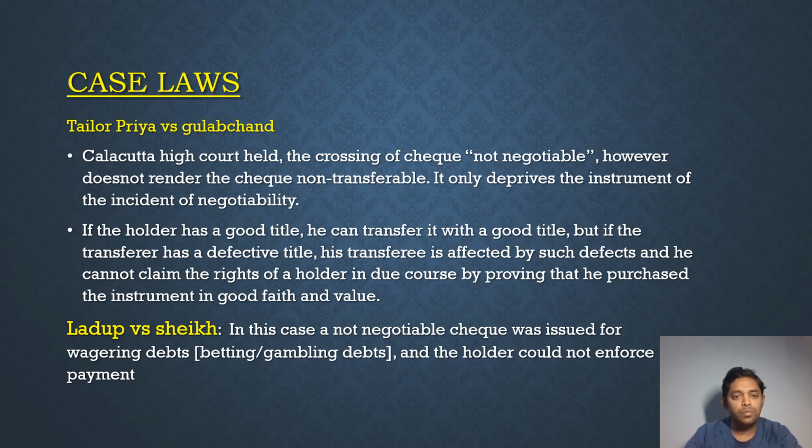Case laws. Taylor Priya versus Gulab Chand. Calcutta High Court held the crossing of a check "not negotiable", however, does not render the check non-transferable. It only deprives the instrument of the incident of negotiability. If the holder has a good title, he can transfer it with a good title. But if the transferor has a defective title, his transferee is affected by such defects and he cannot claim the rights of a holder in due course by proving that he purchased that instrument in good faith and for value.